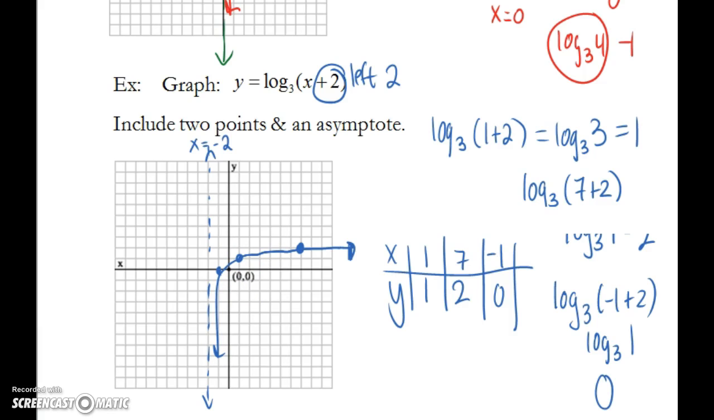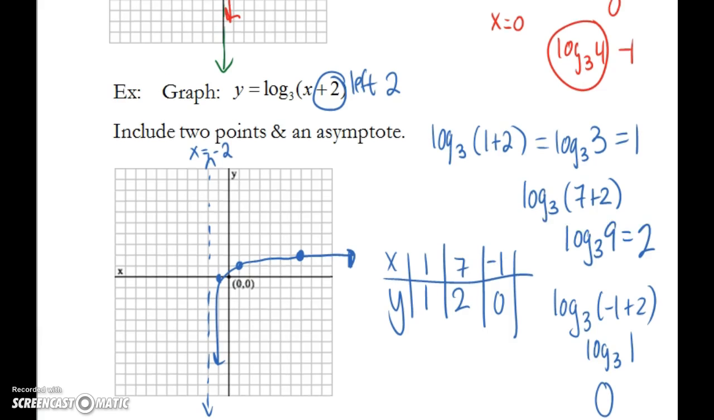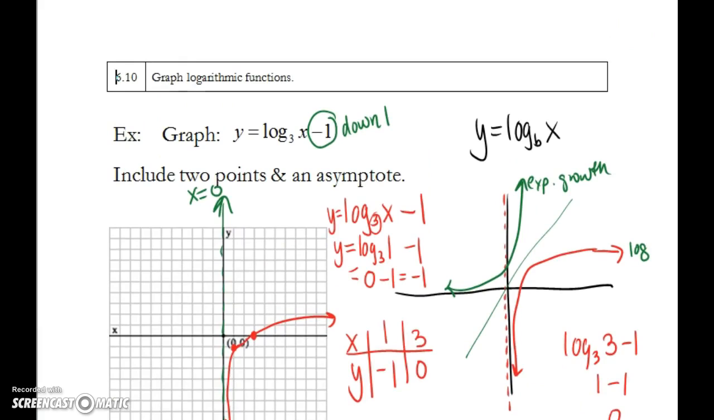So a couple of key things you want to remember. A log graph has a vertical asymptote. It's normally at x equals 0 unless there has been some kind of horizontal shift, a shift to the left or a shift to the right, in which case your asymptote will move in that direction. And then just pick convenient values of x so you can evaluate your function and get some points. This is standard 6.10, graphing a log function.